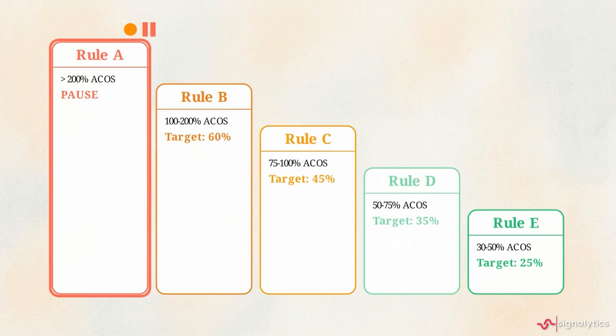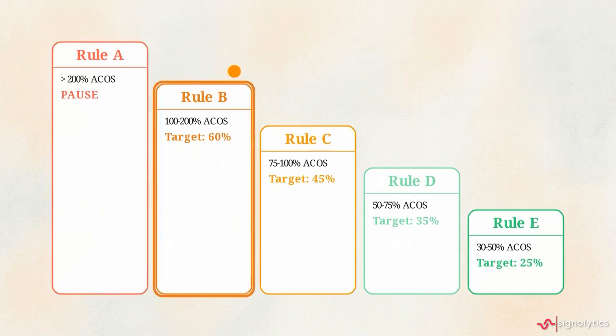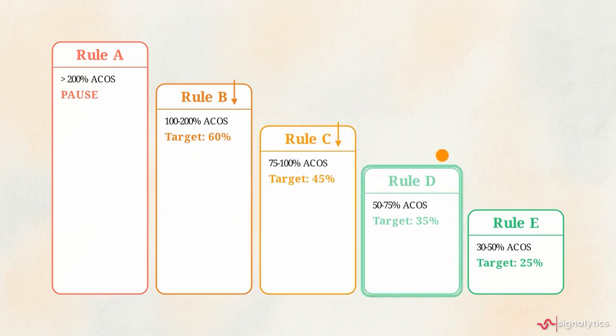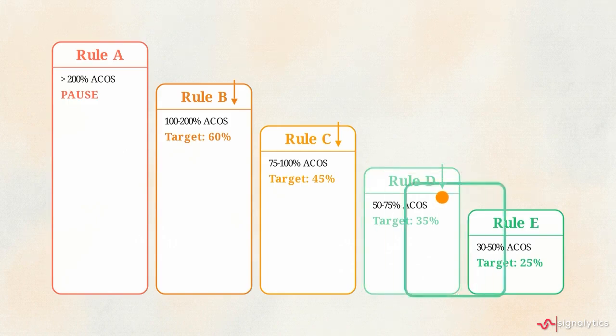Command the system to automatically pause any target with an ACoS above 200%. Rule B starts the descent. For keywords sitting between 100 and 200% ACoS, command the system to step them down to a temporary 60% target. Rule C creates the next relay step, moving keywords from a 75 to 100% ACoS down to a 45% target. Rule D continues the waterfall, stepping keywords from a 50 to 75% ACoS down to a 35% target.